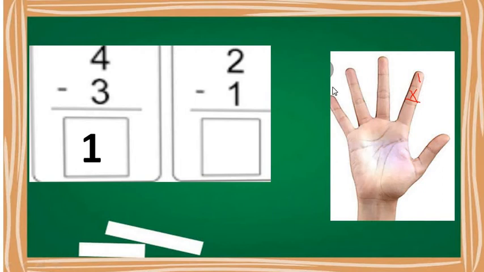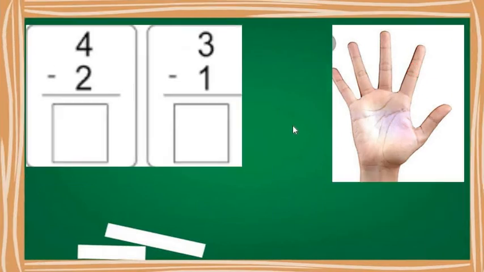So what does it mean? It means 2 minus 1 is equal to 1. Understand? Let's make some more practice. Our sum is 4 minus 2. What is the sum? 4 minus 2.